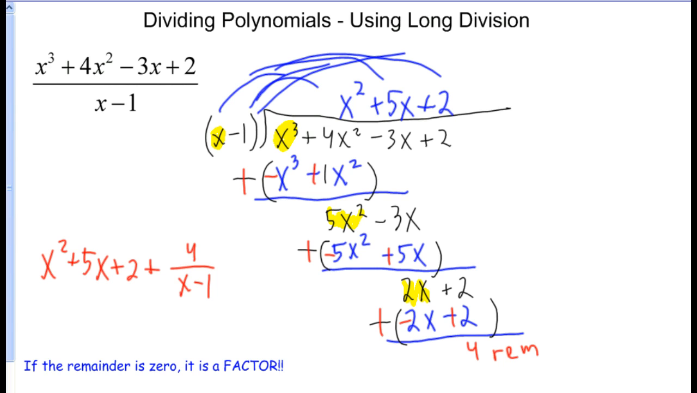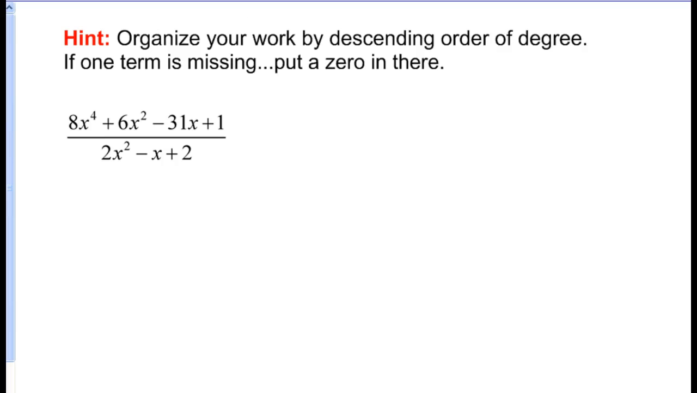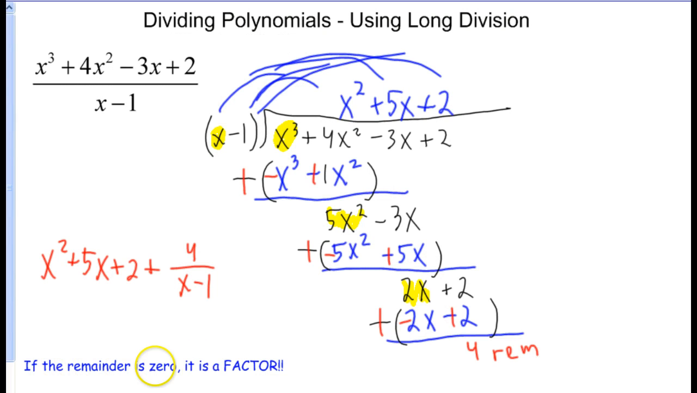That's how you do long division. Let me mention one other thing there. If the remainder is 0, it's a factor. You can see the remainder is not 0, so unfortunately this is not a factor. That's really what we're going to use this for.